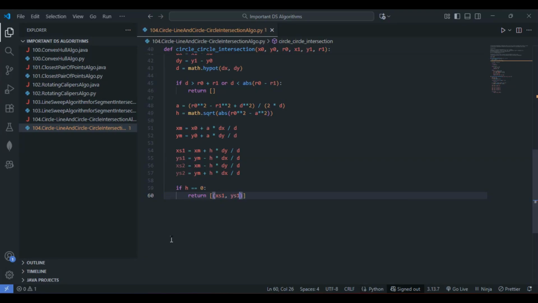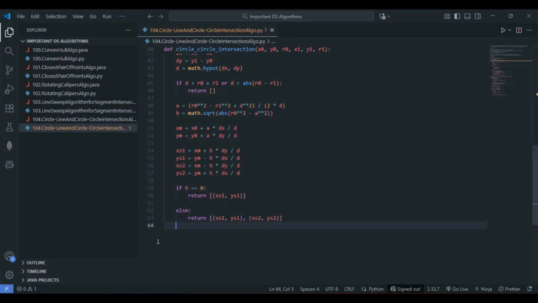After going with the tangent circles, let's go with one more condition here. Let me go with else, the two intersection points case. So I'll just go with return here. This one is xs1 comma ys1, and xs2 comma ys2. Yep. So this is fine. We just went with the two intersection points. This is it for the algorithm.